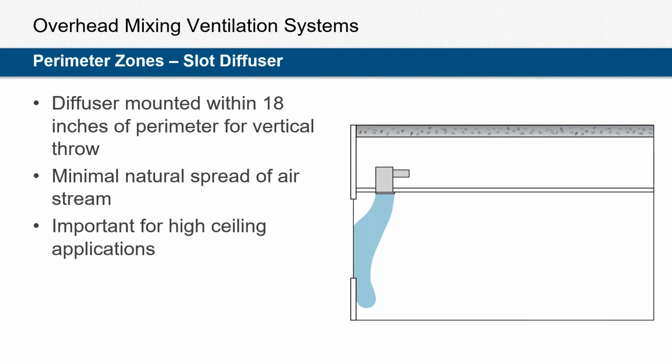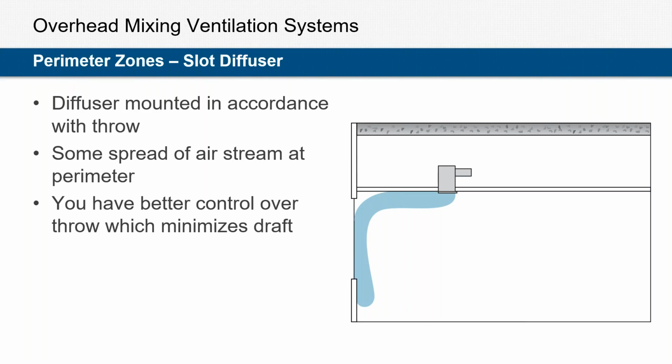And when we're installing these types of diffusers, to maintain that vertical throw, we want to locate the slot diffuser within 18 inches of the window so that the air clings to that vertical surface. This is more important for high ceiling applications where long throws are required. Typically with 9-foot ceilings, throws will often be too long and we can cause drafts along the floor, and this could be felt on the feet and ankles of the occupants, which is obviously undesirable.